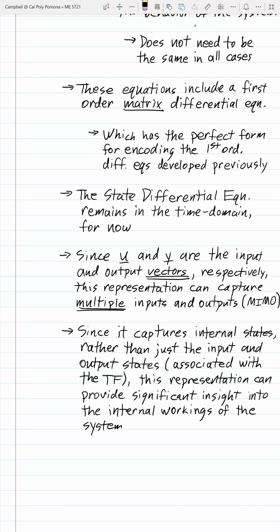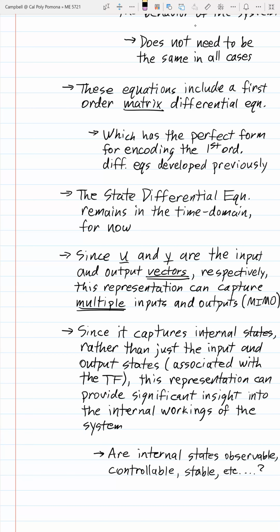So we can start to understand, are the internal states observable? Controllable? Stable? Etc.